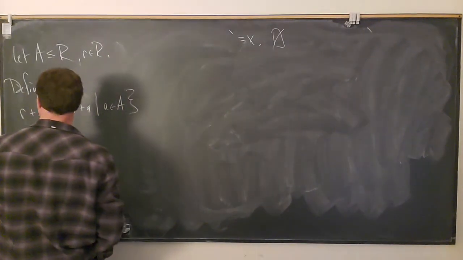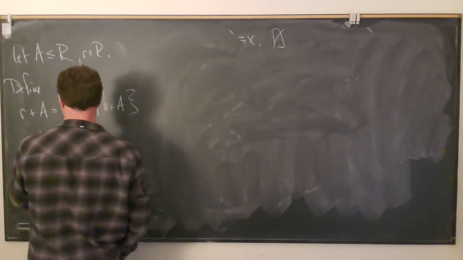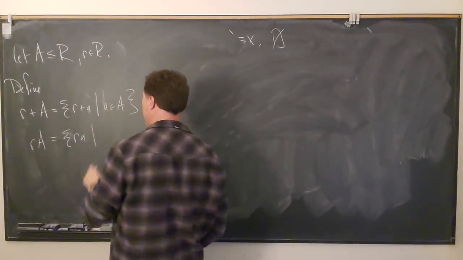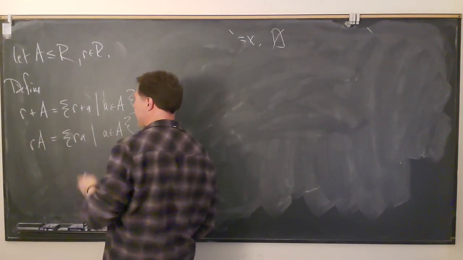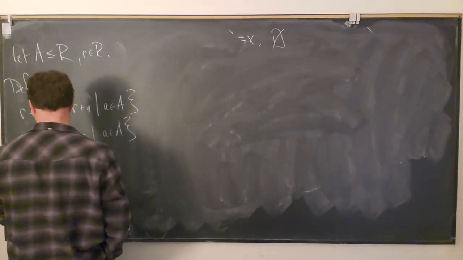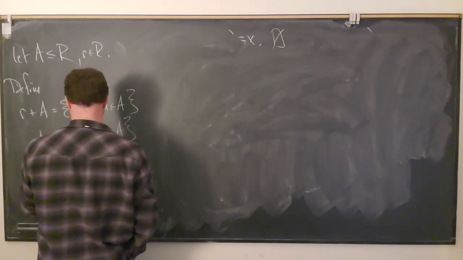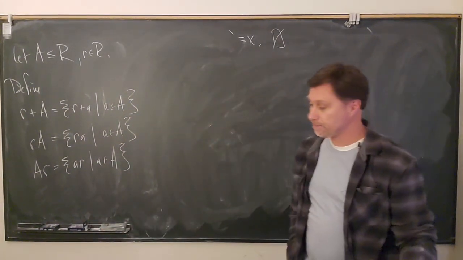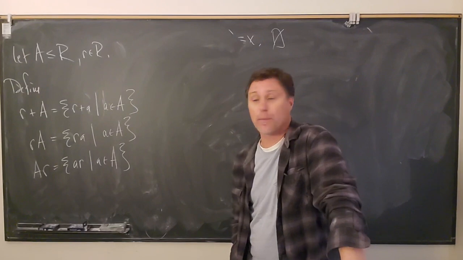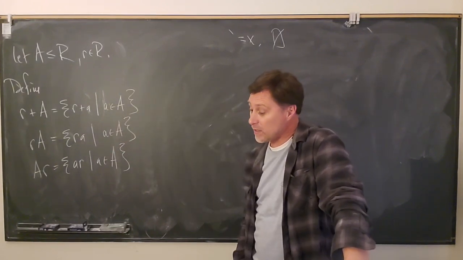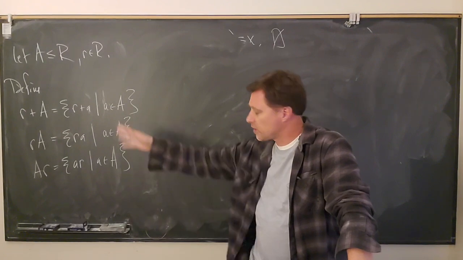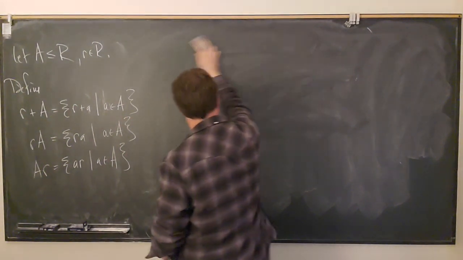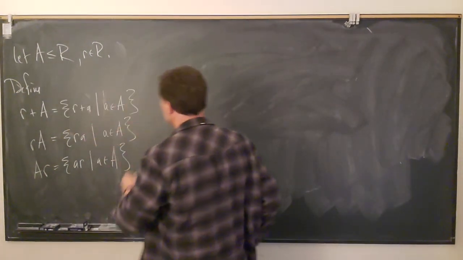We're going to define r times A equal to the set of objects of the form r times little a, where little a runs through all of capital A. And then we're going to do it in the reverse order also: A r equals the obvious thing. So now that we're working with rings, and we've got two operations, there's really two different things that we could view as cosets. And so we're going to use this notation here.